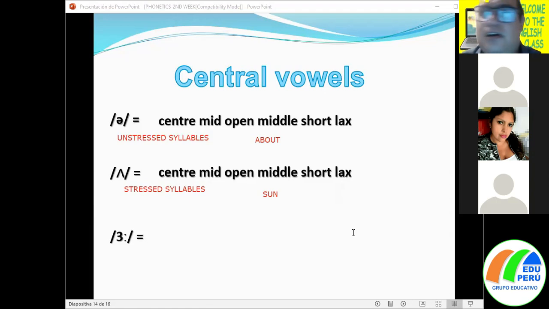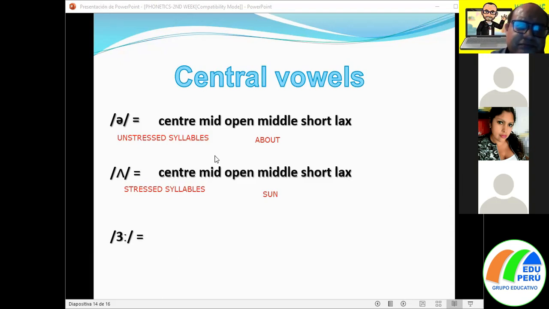Notice my lips. Sun. Sun. Sun. Remember. So we use this vowel in stressed syllables, remember, in stressed syllables. And the other one, the first one, in unstressed syllables, because they share the same characteristics.